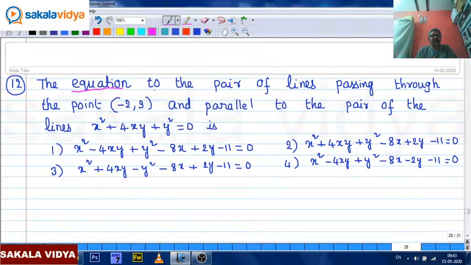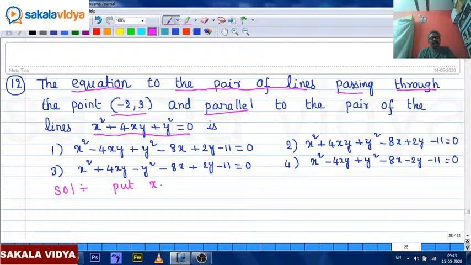The equation to the pair of lines passing through the point (-2, 3) and parallel to the pair of lines x square plus 4xy plus y square equals 0. So what is the hint here? Put x minus x1, that is x plus 2, for x, and y minus y1, that means y minus 3, for y. So that means we get like this now.